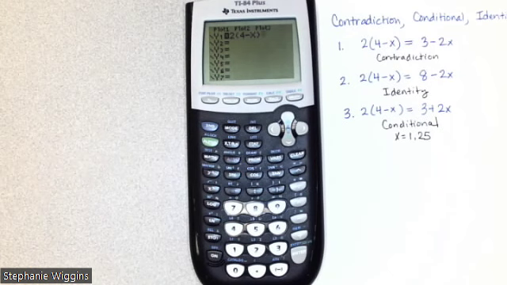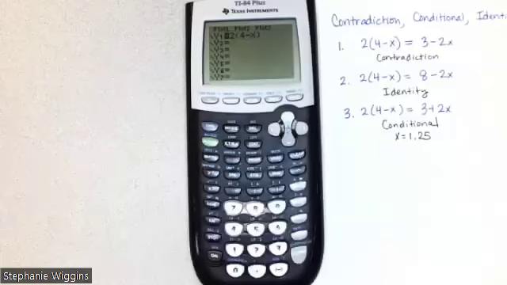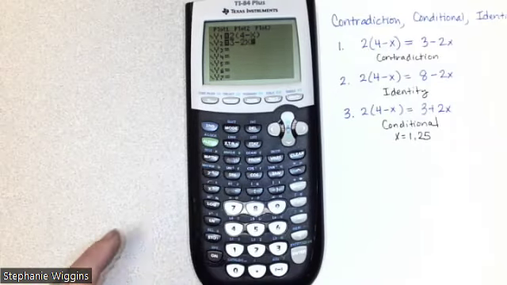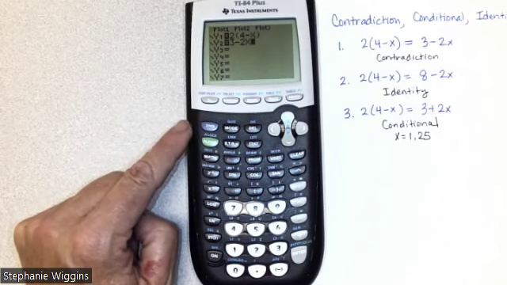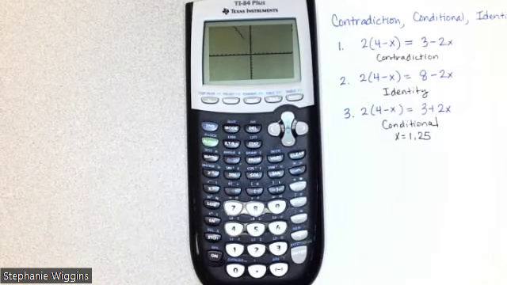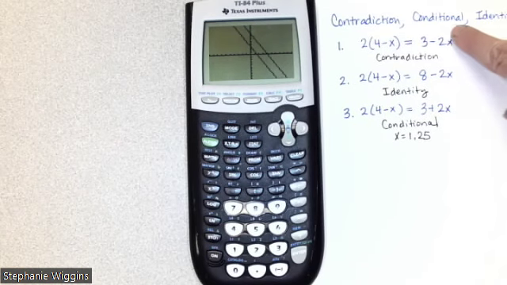Now, on the next line, we are going to enter in the right side of the equation. And that gives us 3 minus 2x for the first equation. So we have 3 minus 2 times x. And we're going to go ahead and select graph. And what you'll notice is I have two parallel lines. They do not intersect. That means there's no solution. And so we can say that this statement is a contradiction.